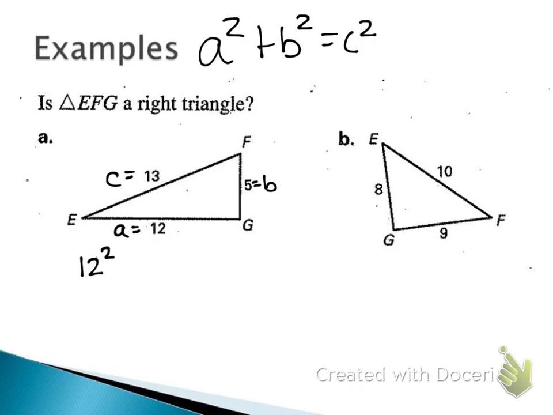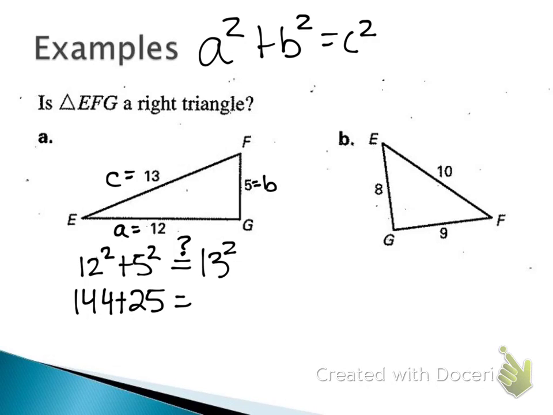So we start plugging it in. We've got 12 squared plus 5 squared. We are trying to see, does that equal 13 squared? What is 12 squared? 5 squared. We are wondering, does that equal whatever 13 squared is? What's 13 squared? Yes, if we add 144 plus 25, we get 169. So those two sides do equal each other. So for this one, we would say, yes, this is a right triangle.